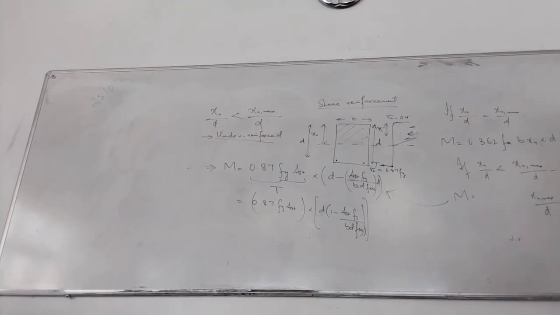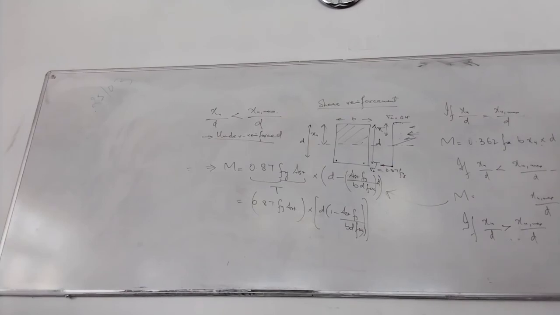Kya ye over reinforced to nahi ho raha section? It's a check. Isse zyada Mu required should not cross. And then fourth step, if xu by d is greater than the limiting value, now ab yahan par over reinforced ki condition aayi. Then the section should be redesigned. Fourth step, jo d point likha hua hai, if xu by d is greater than xu max by d, then it becomes over reinforced. And when it becomes over reinforced, you have to actually redesign it. How? You have to increase the section so that Mu limiting increases.